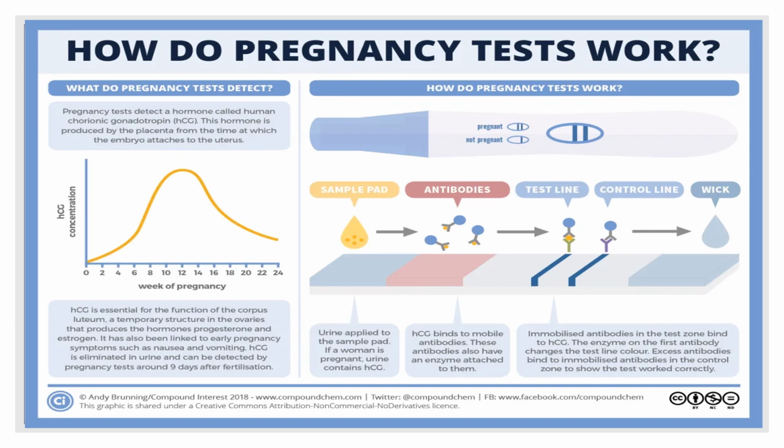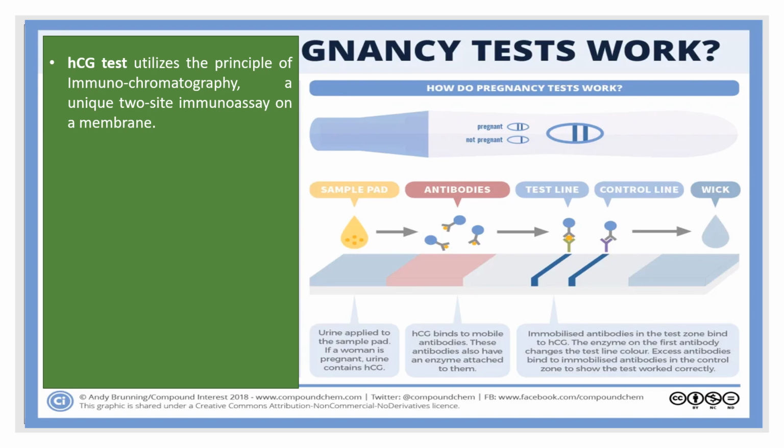This pregnancy test works via the principle of immunochromatography, a unique two-site immune assay on the membrane. Here is the site where the urine drop is given. Followed by this strip, you can see this is the strip, here is the test line, here is the control line.